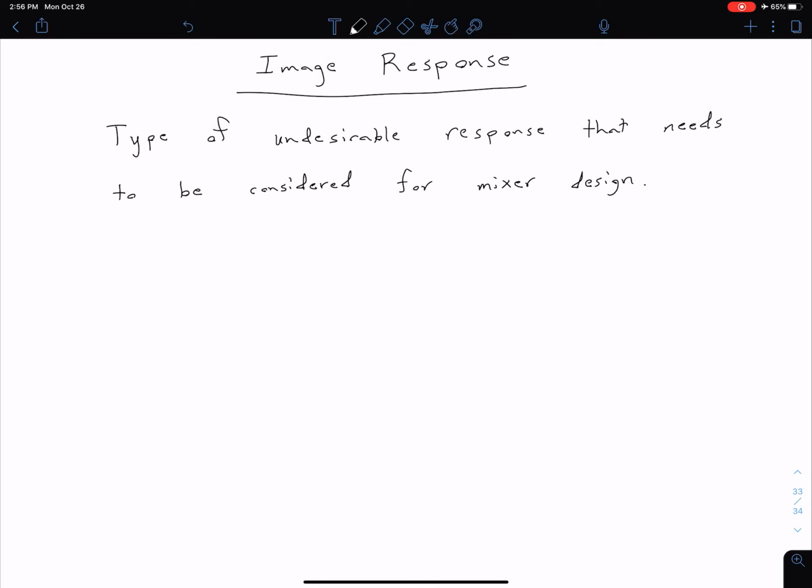The last topic that we want to cover in this unit is image response. Image response is an undesirable response that we need to consider when we're designing RF mixers. In order to get a better idea of what image response is, let's consider a simple example.